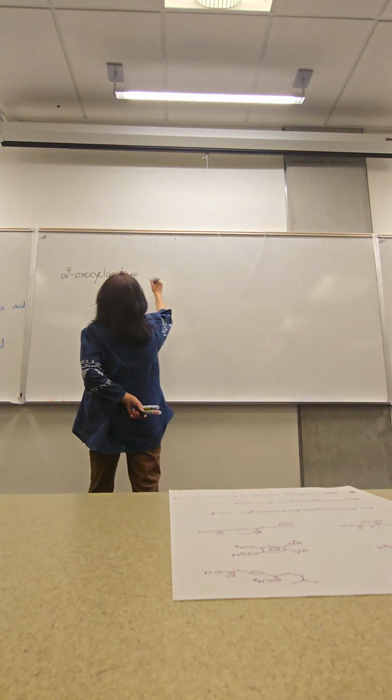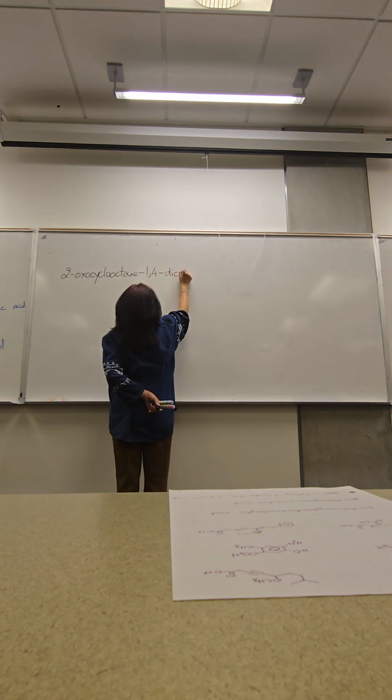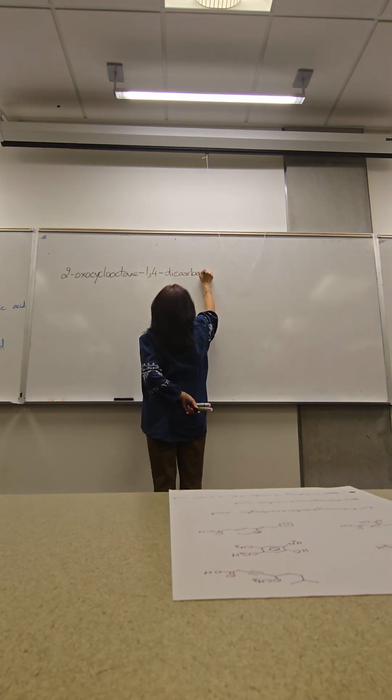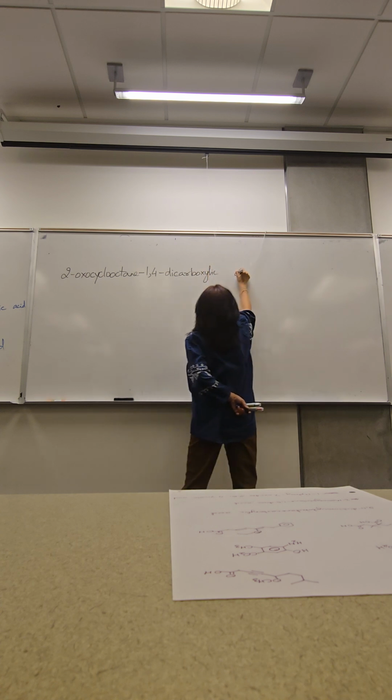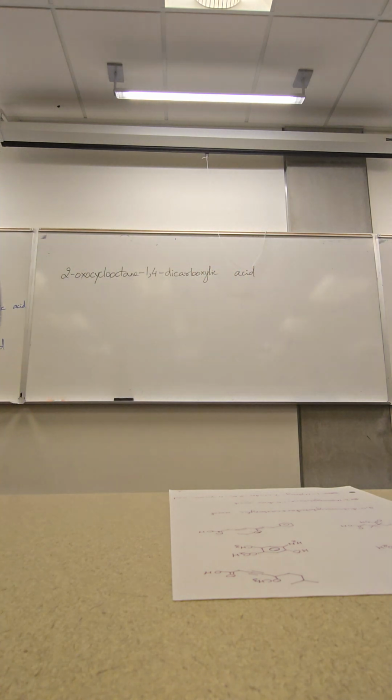1, 2, 3, 4. 1,4-dicarboxylic acid. Yes, 1,4-dicarboxylic acid. Because of the carboxylic acid part, there are 2 of them. For the di ones, you have to give positions.